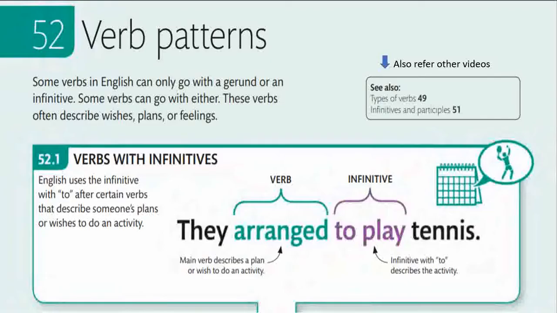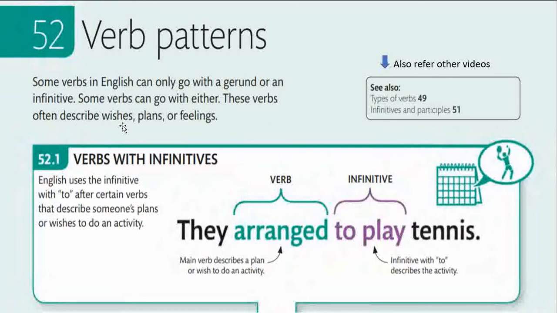In this lesson of verb patterns, we need to understand how these verbs are used, when they do not change the meaning, and when these verbs are combined with other verbs and they change the meaning. Let us begin. Some verbs in English can only go with a gerund. Gerund means that ing word, and an infinitive means the verb preceded by a to, like to play. Some verbs can go with both. That means certain verbs can be used with ing like swimming, and certain verbs can be used with infinitives like to play. Now, which are these verbs and how are they used?